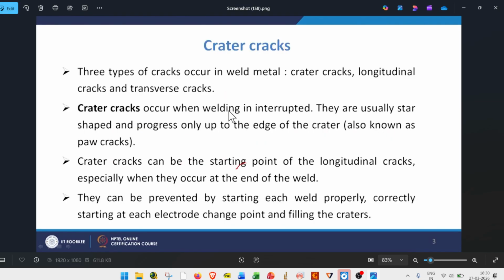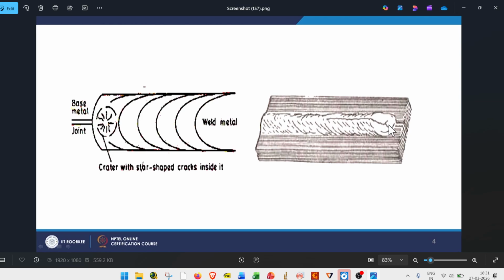There are three types of cracks that occur in the weld metal: longitudinal, transverse, and crater cracks. Crater cracks occur when the welding is interrupted, and they are usually star shaped and progress only up to the edge of the crater. These longitudinal cracks are mostly initiated from the crater cracks, and from there they propagate along the weld direction.